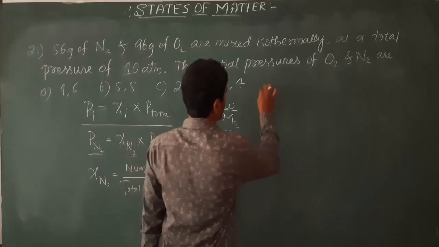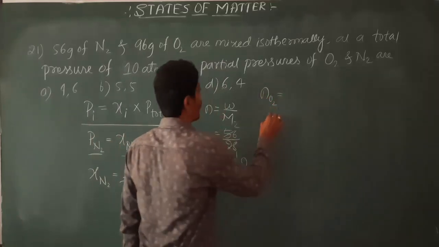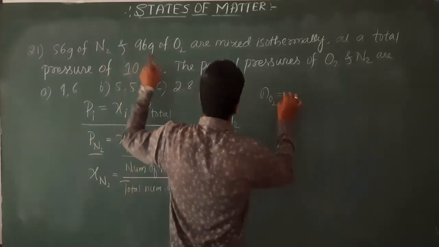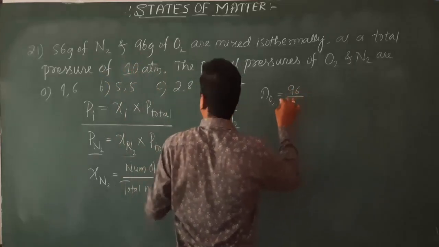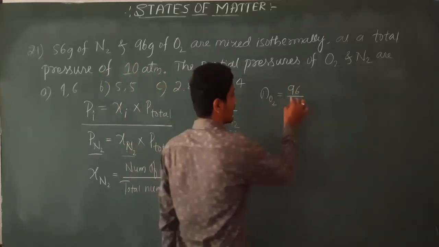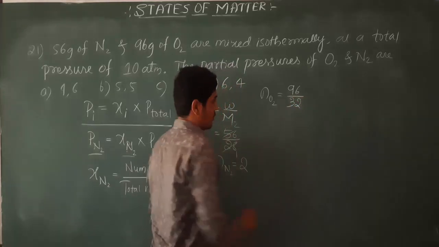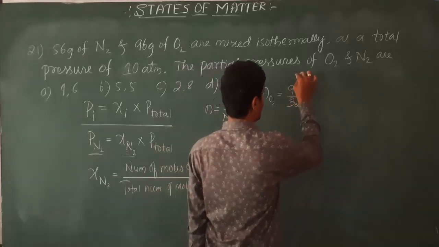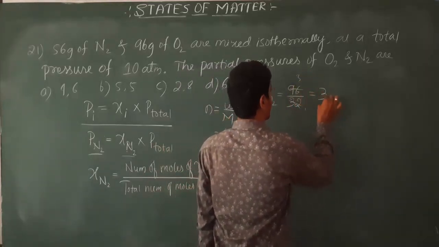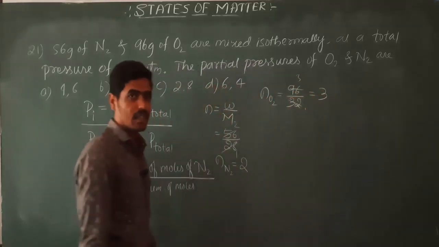Number of moles of oxygen is equal to given mass. How much is it given? 96, divided by the molar mass, which is 32. 32 ones are 32, threes are 96. So 3 moles of oxygen are there.